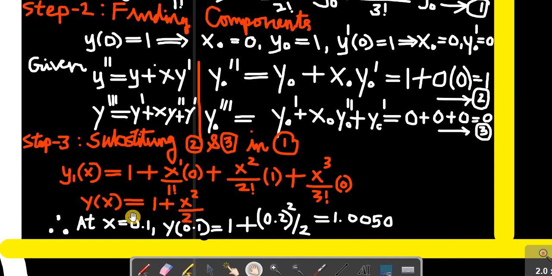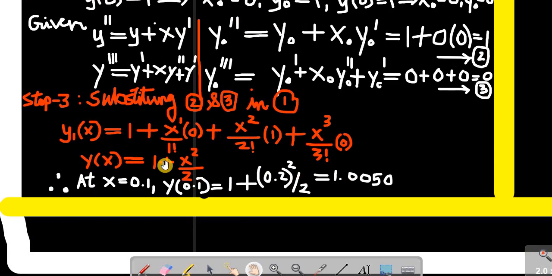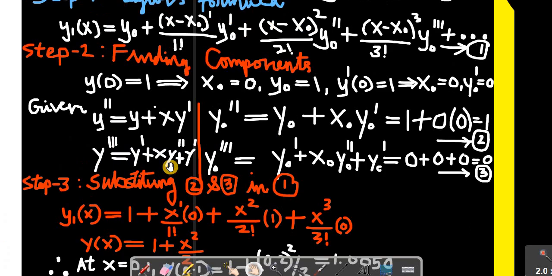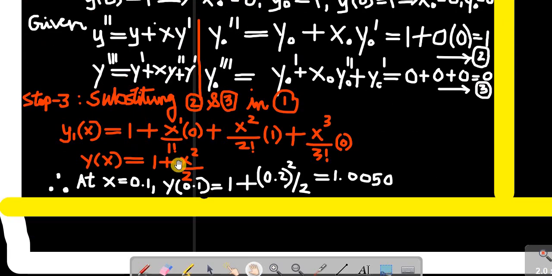So what is this? It's called the Taylor series for the given problem. For the given problem, this is the Taylor series. Okay, but what the question asks is that we have to find the value of y when x takes the value 0.1. When x takes the value 0.1, what is the value of y? That is what we are interested in. So in this equation, put x equals 0.1. That is, when x equals 0.1, what is the value of y?